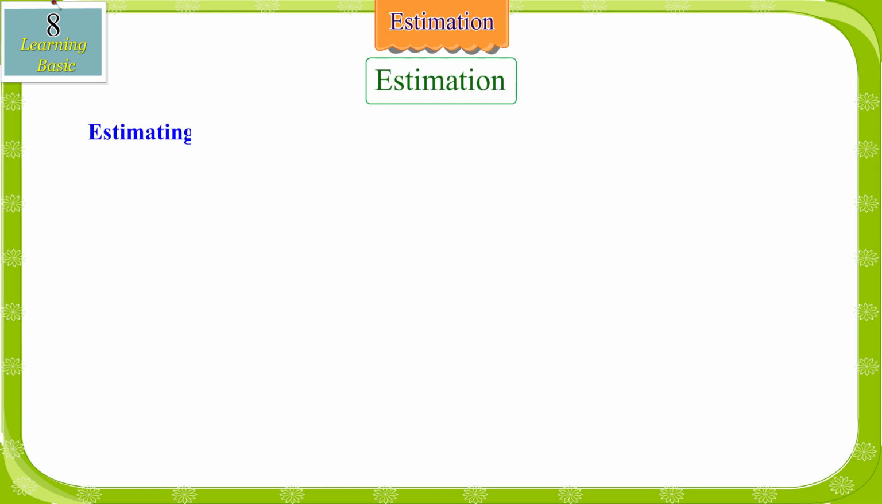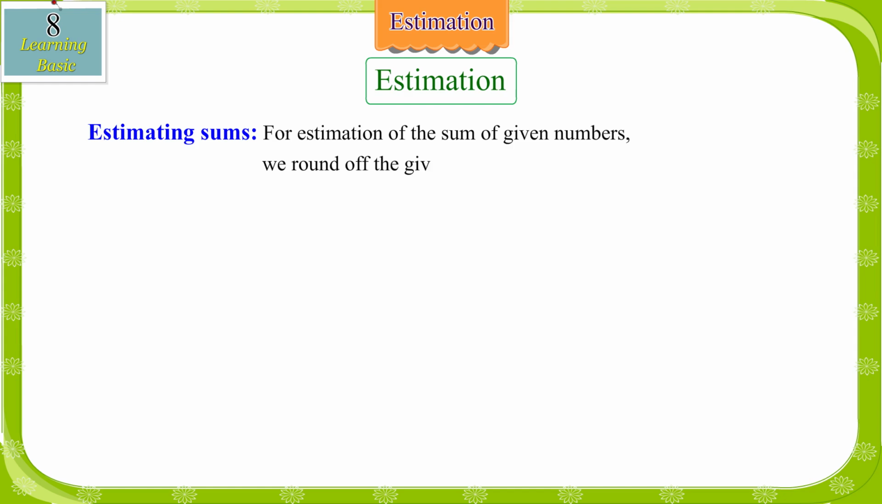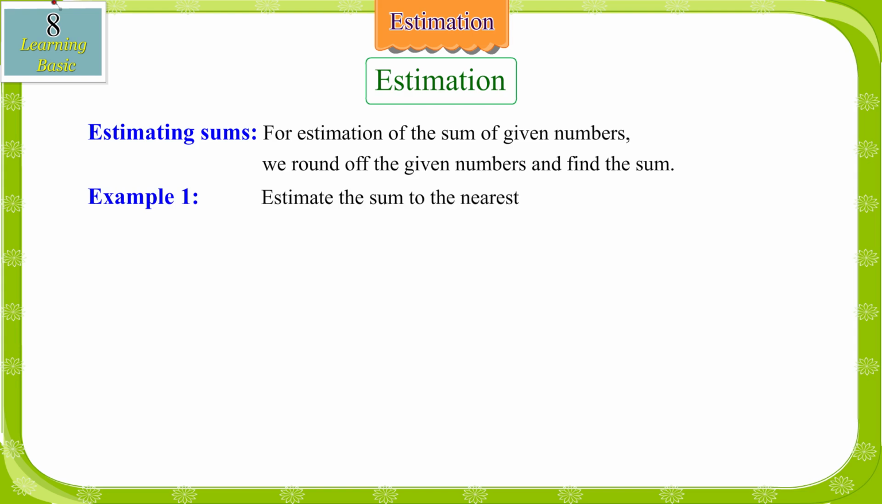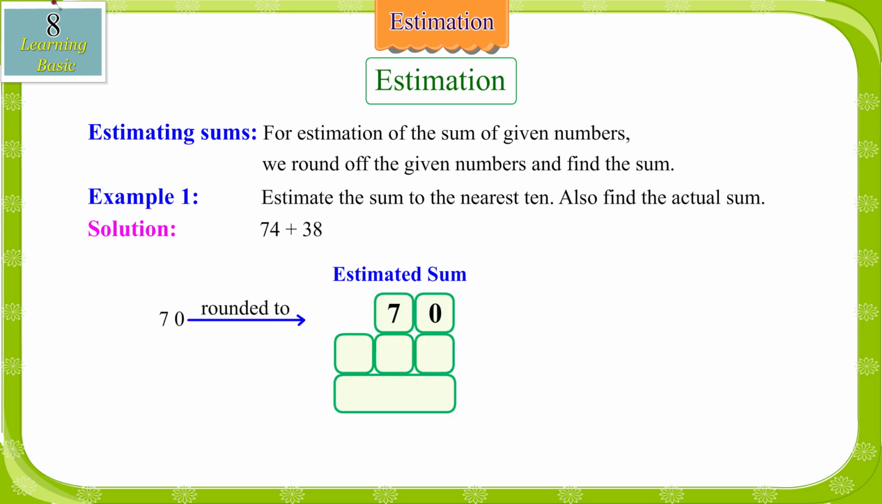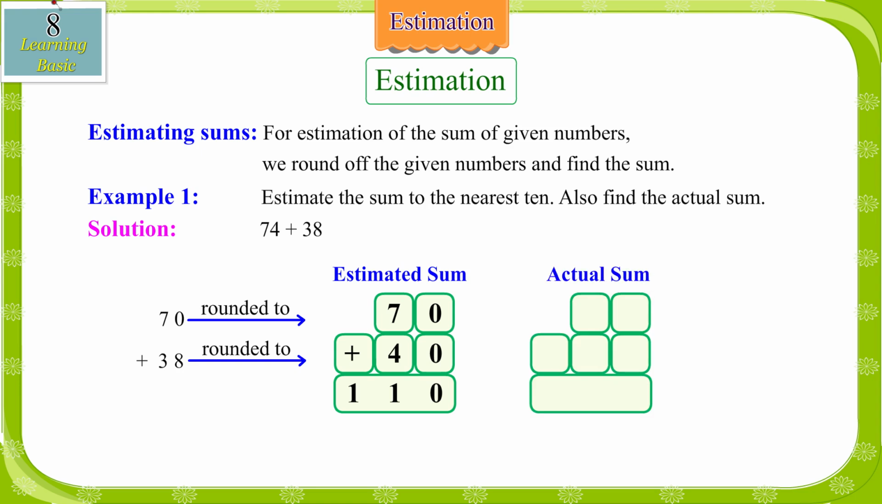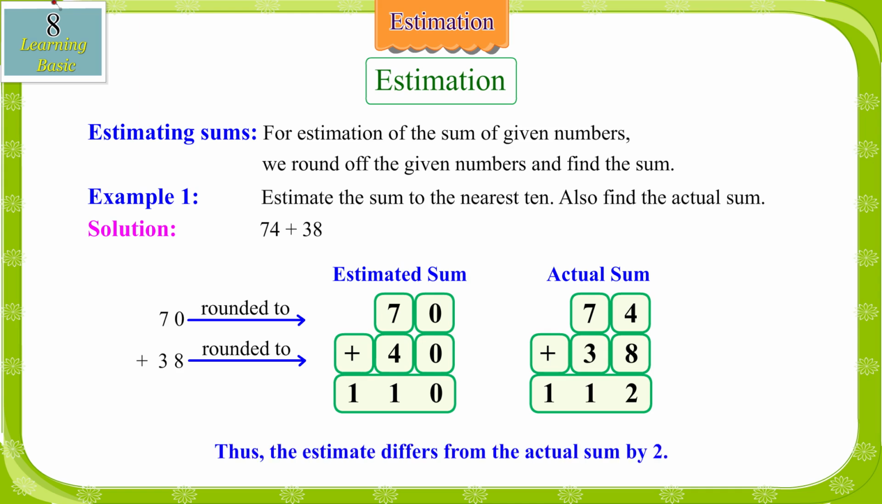Estimation. Estimating sums. For estimation of the sum of given numbers, we round off the given numbers and find the sum. Example 1. Estimate the sum to the nearest 10. Also, find the actual sum. Solution: 74 plus 38. Estimated sum: 74 rounded to 70, plus 38 rounded to 40. 70 plus 40 is equal to 110. Actual sum: 74 plus 38 is equal to 112. Thus the estimate differs from the actual sum by 2.